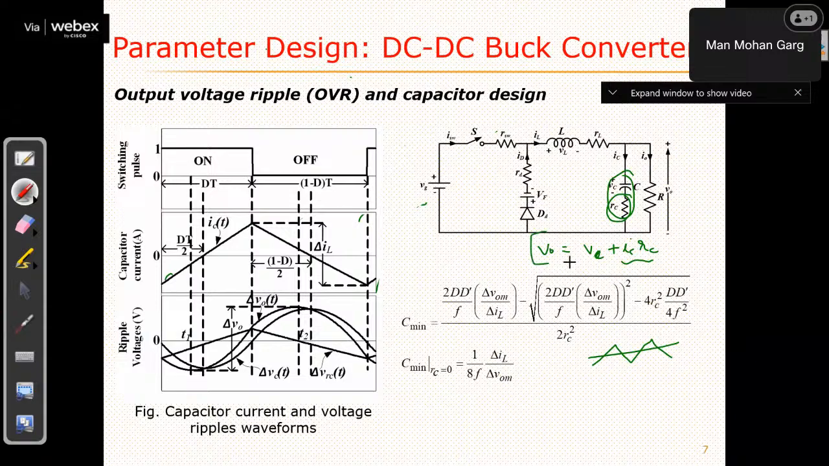So, it's already there in these waveforms you can see. This is the nature of capacitor current, and these three waveforms are here. This one is your voltage due to ESR. This one is your voltage due to capacitor itself. So actual output voltage will be this one, right? So it is having some more ripples.